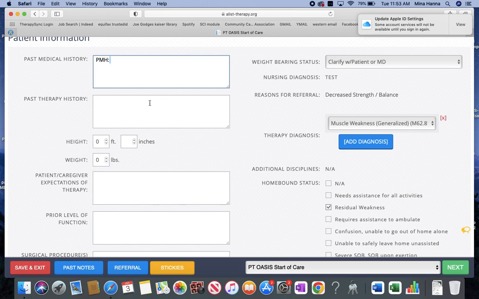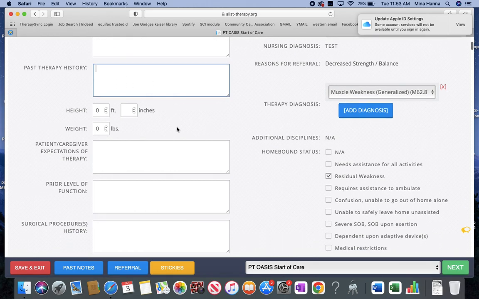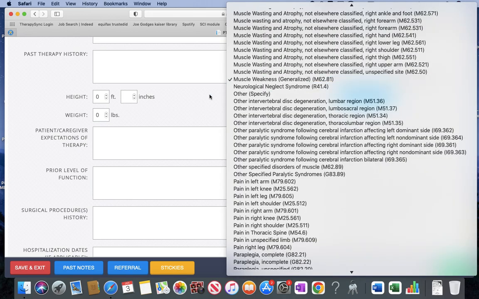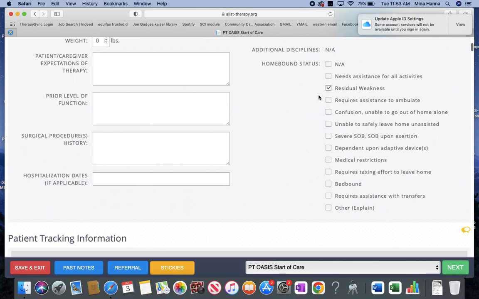And then if you want to write anything else, like the patient told you, history of stroke, for example, you can put something like that. If you want to talk about their old therapy history, you can. You don't have to. If there's a specific diagnosis you want to add, you can also choose one. Otherwise, it's like a muscle weakness.